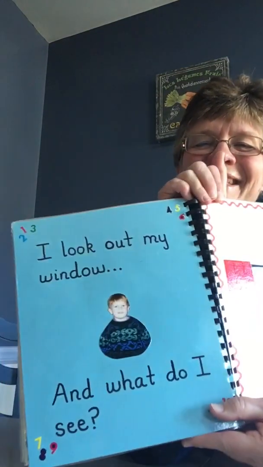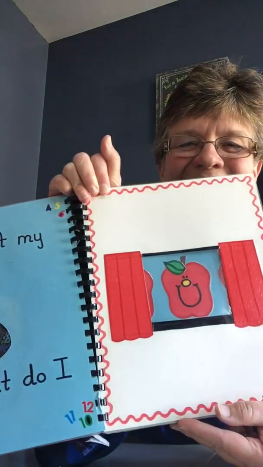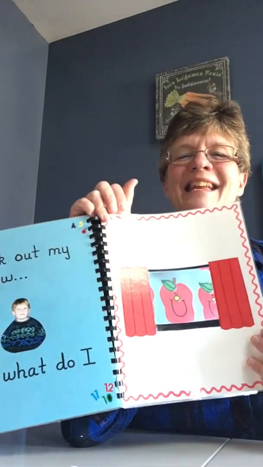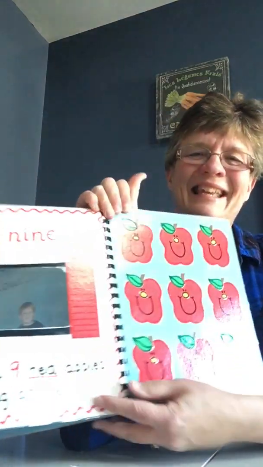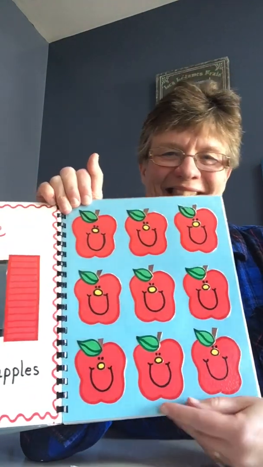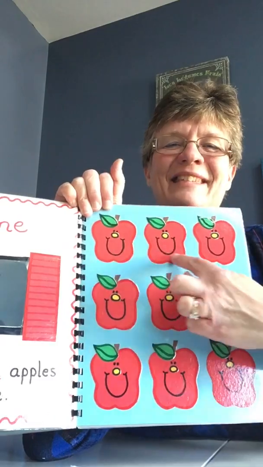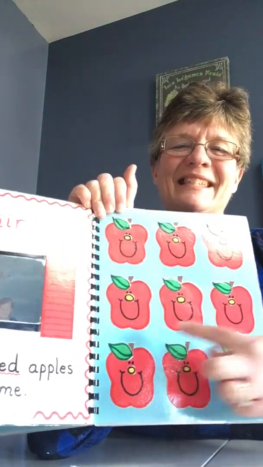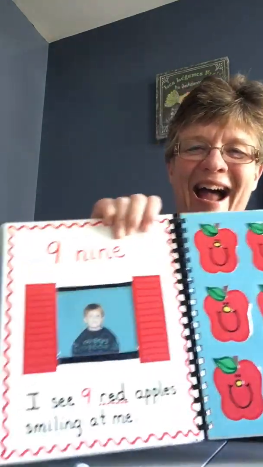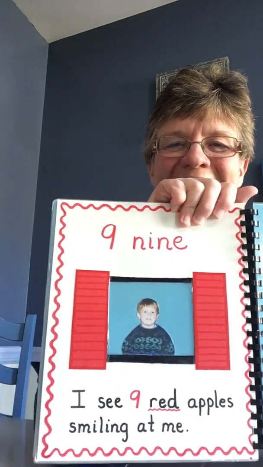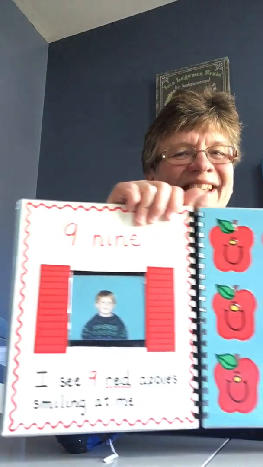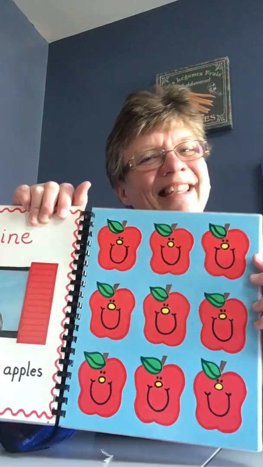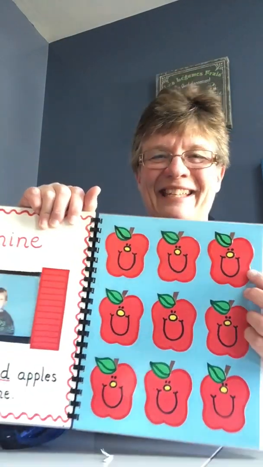I look out my window, and what do I see? I see, after 8 comes 9 red apples smiling at me. 1, 2, 3, 4, 5, 6, 7, 8, 9. And 9, there it is, 9, N-I-N-E. That is our number of the day. So at least the number 9 is in the book, right?